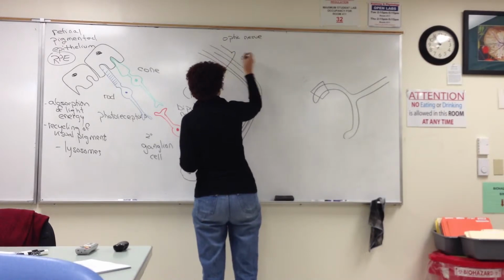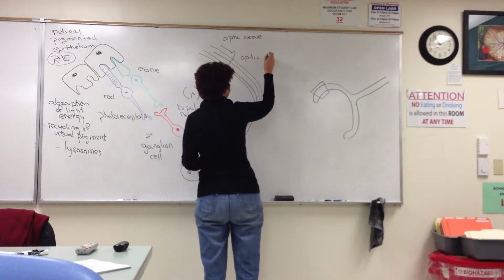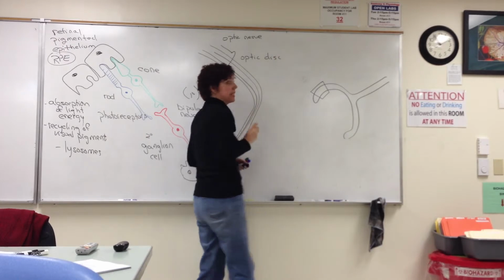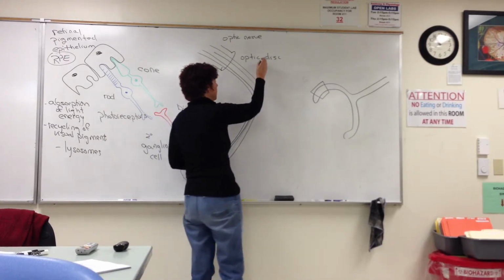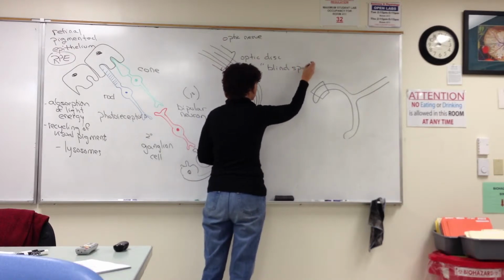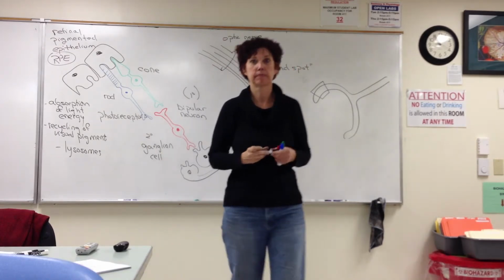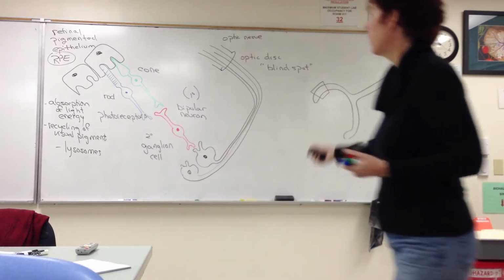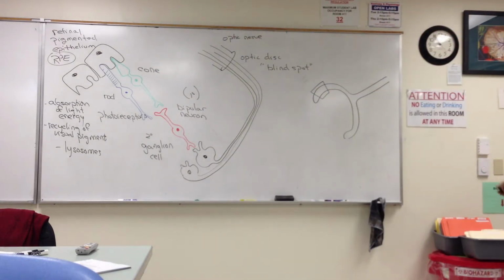The entire structure is the optic nerve. Where it leaves the eyeball is the optic disc, also known as the blind spot, because of the lack of photoreceptors as they leave the eyeball. So if light were to land on this area, there are no photoreceptors capable of responding to it. And the energy of the photon is not going to cause any action potentials to be created in these axons.